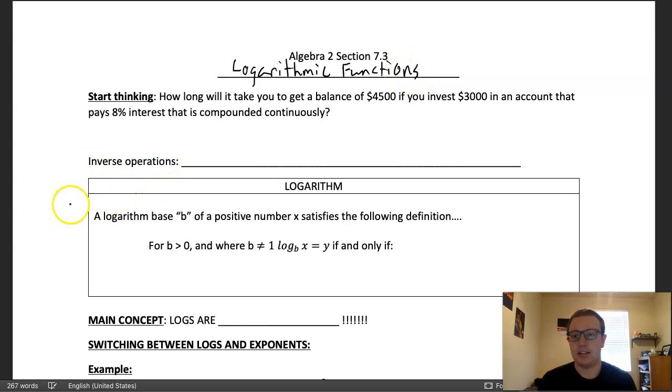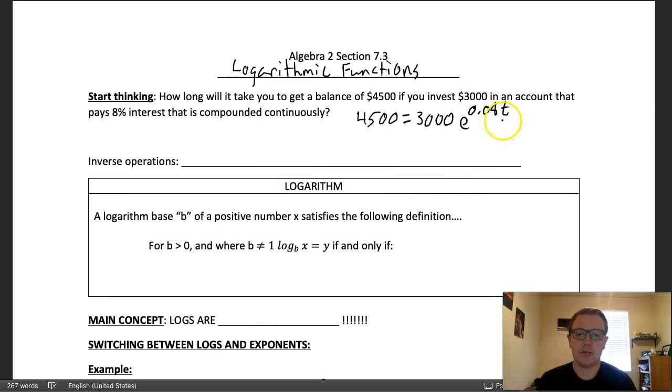Now to set the stage, let's look at this start thinking problem. We're asking how long will it take to get to $4,500 if you invest $3,000 in an account that pays 8% interest compounding continuously. So let's write out what we can for this equation. We're trying to get to an amount of $4,500. We started off with $3,000 and we put it into a compounding continuously function, so that's P e to the r, or 8%, t.